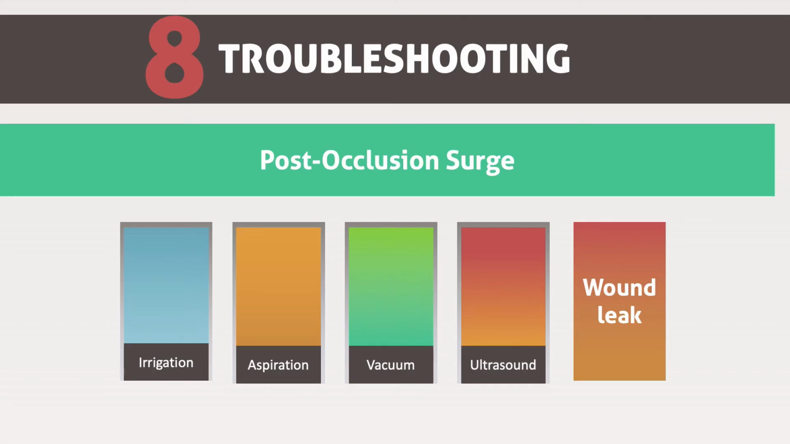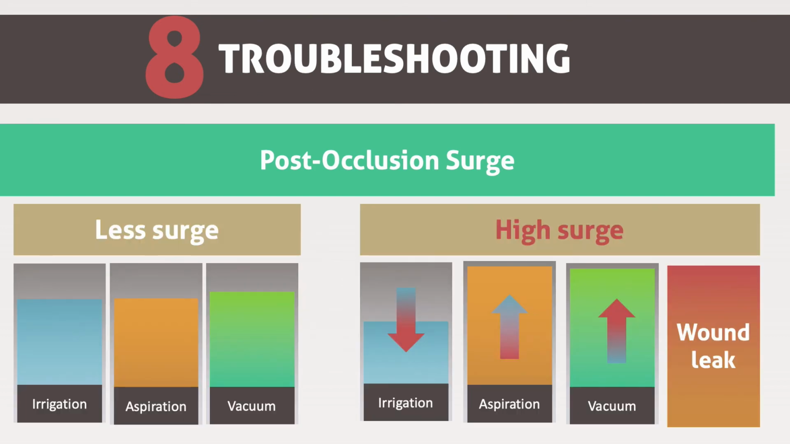Surge occurs due to several factors. Some factors are related to the phaco machine itself and cannot be corrected during the surgery, and some factors are related to the fluidics, in which the inflow is much less than the outflow immediately after emulsifying the nucleus. So that's why we call it post-occlusion surge. If the inflow, in which the irrigation is low, or the outflow is high, surge will occur.